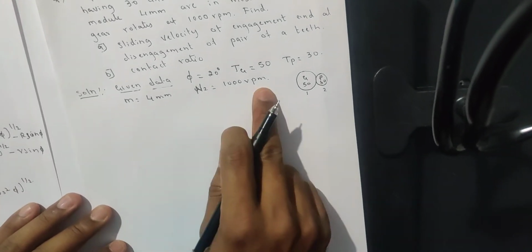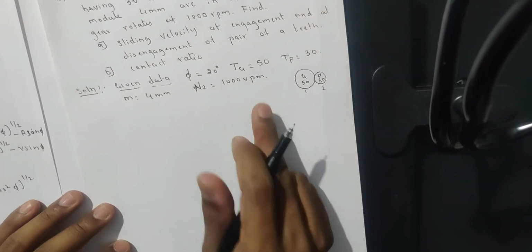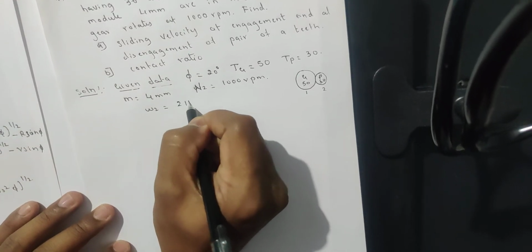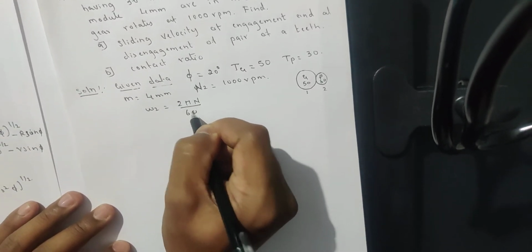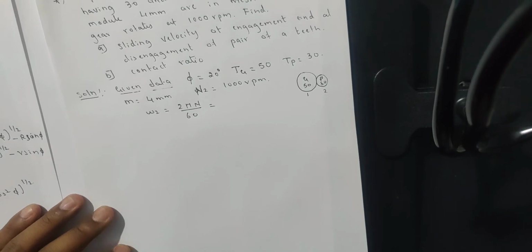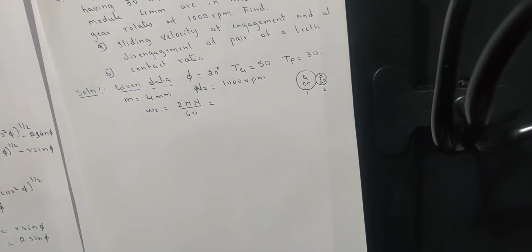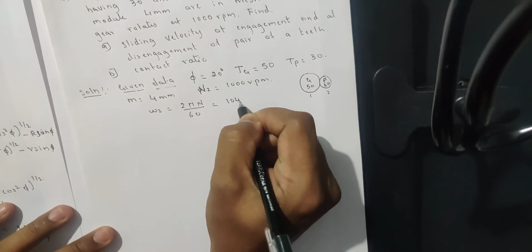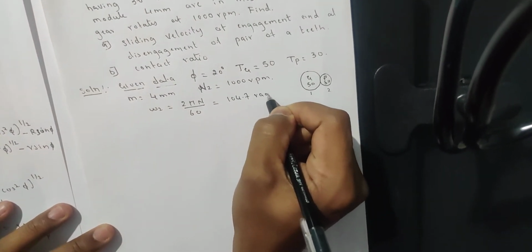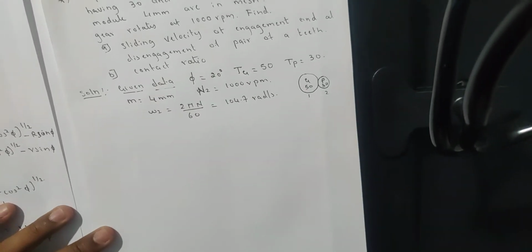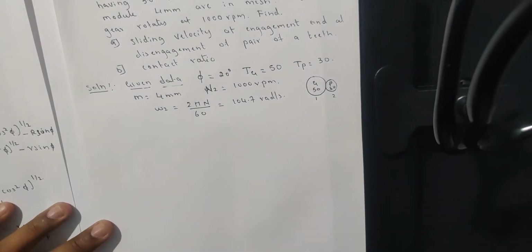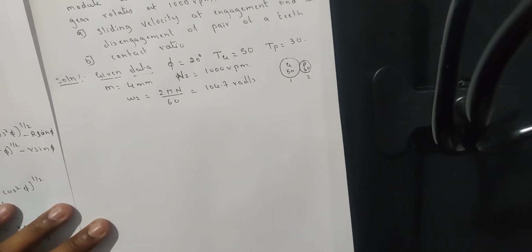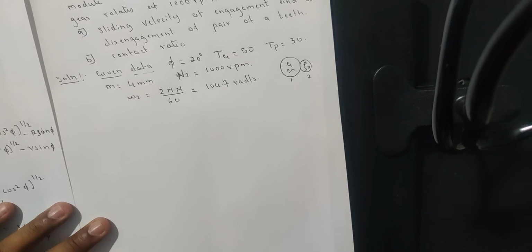So I can calculate the angular velocity of this gear, which is given as omega 2 equals 2 pi N by 60. If you solve 2 pi N by 60, I'll be getting it as 104.7 radians per second. So this is the omega 2 value. Through this I can find out the value of omega 1.